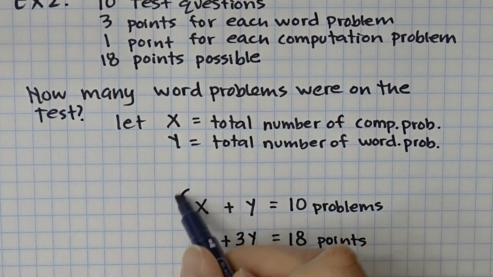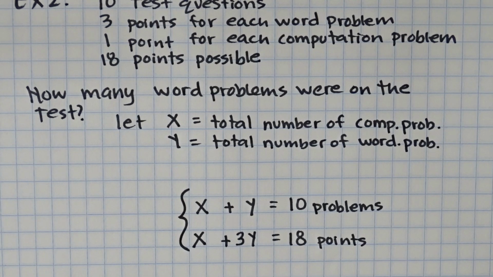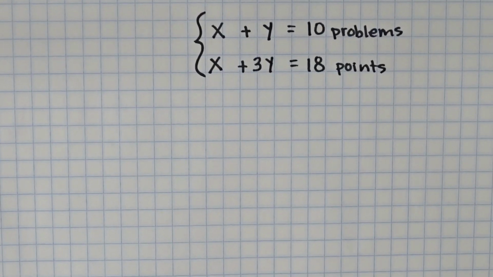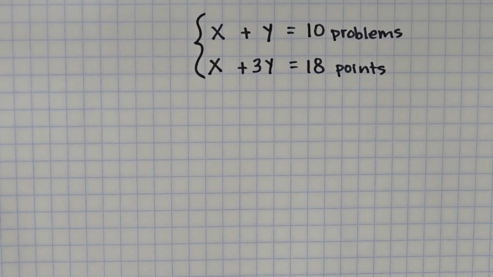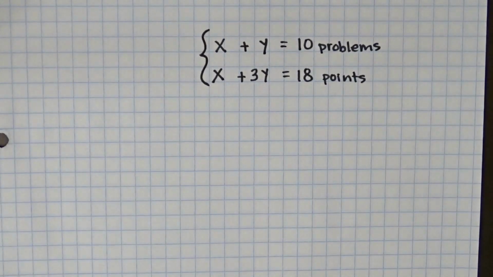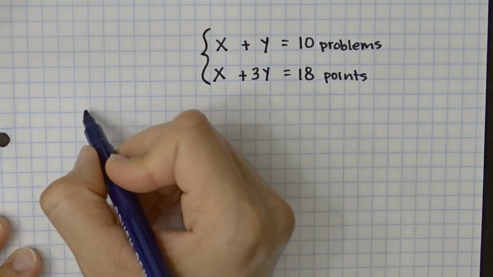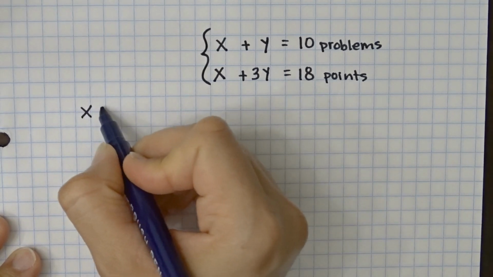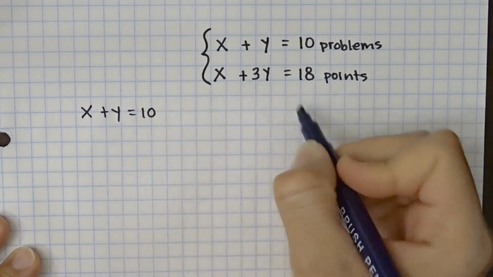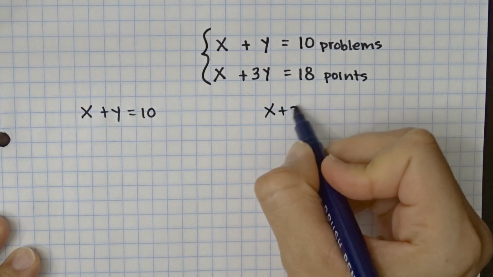That is your system of equations. Okay? One of them is regarding total number of points as your focus. The other one is regarding total number of problems as your focus. So now that we have these set up, we're going to graph them and see where they intersect to find out how many word problems we had. So I'll write them out here because they are not in slope-intercept form. You could make a t-table, but I'm just going to separate them here.